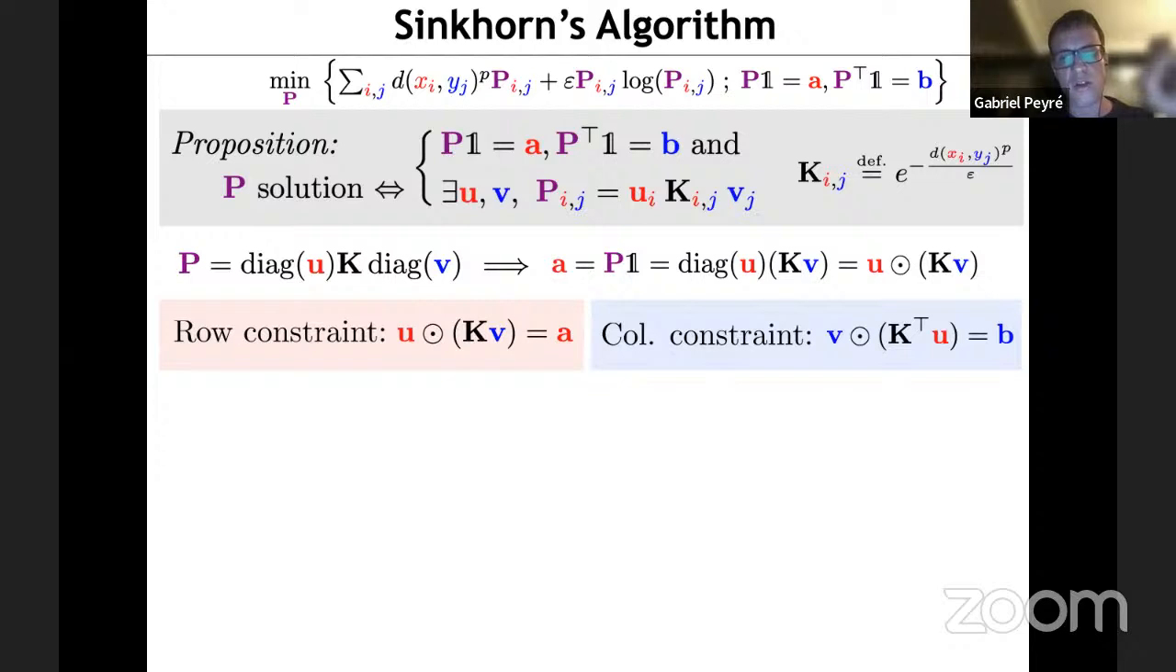And you see this little dot with a circle. Here it's just the classical entry-wise multiplication of two vectors. But of course, when I write K times V, I mean the matrix K times the vector V. Okay, so you get the first equation. And then, of course, you get the second equation by simply exchanging the roles of U and V.